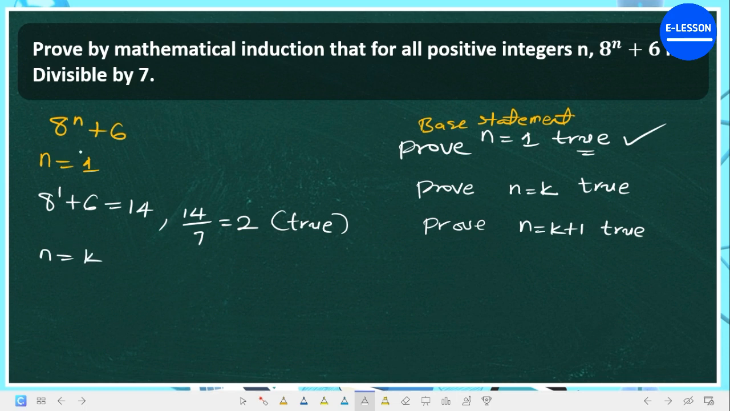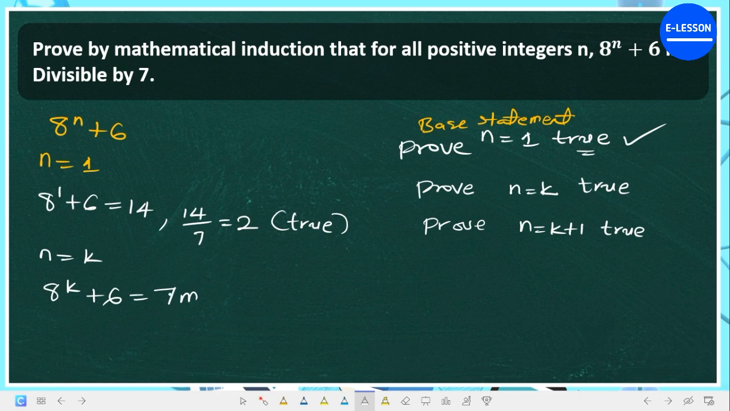Now if n is equal to k is correct, how do we go about that? Now, let's say n is equal to k. Here you have 8 to the power of k, wherever you see n, you put k rather, plus 6. And this should be equal to, let's say, 7m.